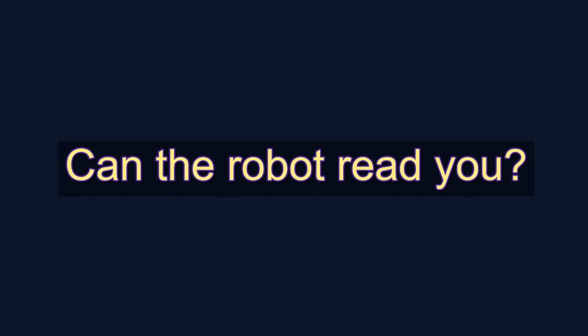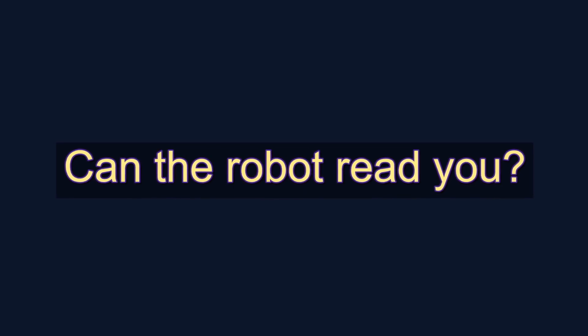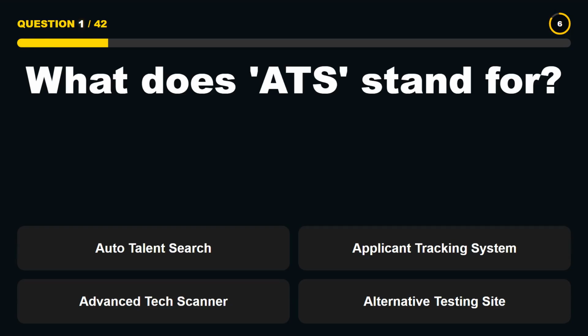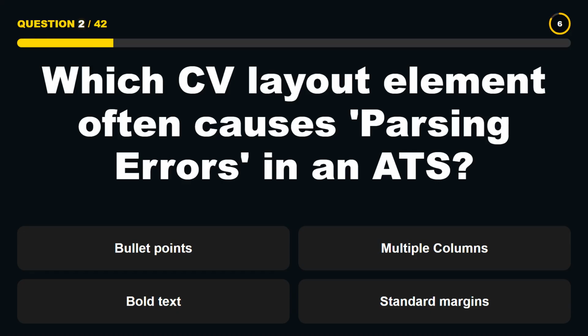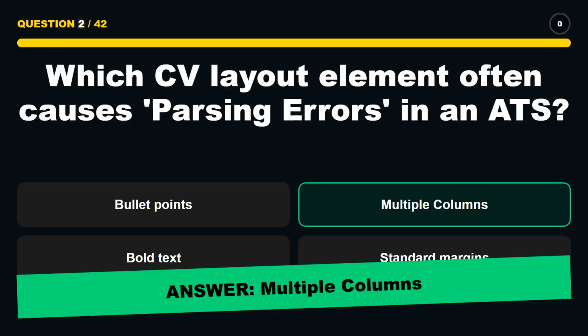Can the robot read you? What does ATS stand for? Applicant Tracking System. Which CV layout element often causes parsing errors in an ATS? Multiple columns.